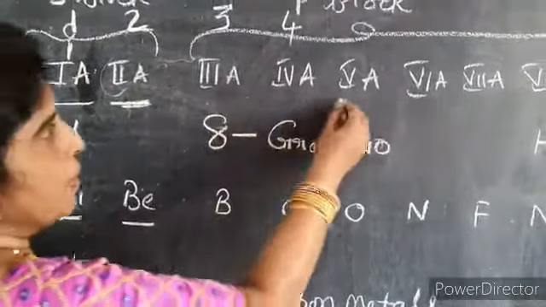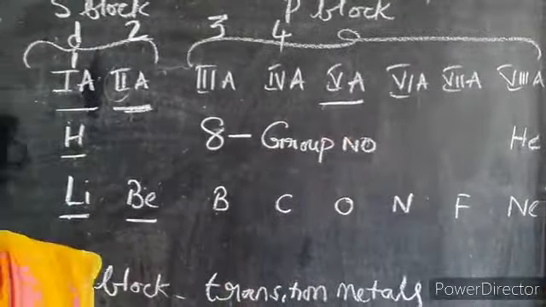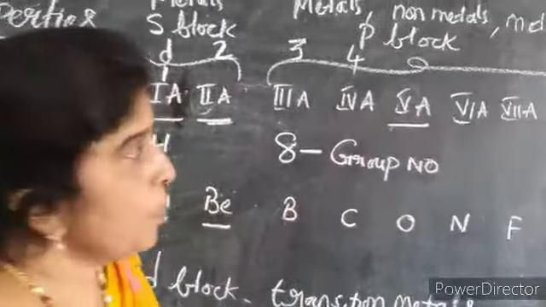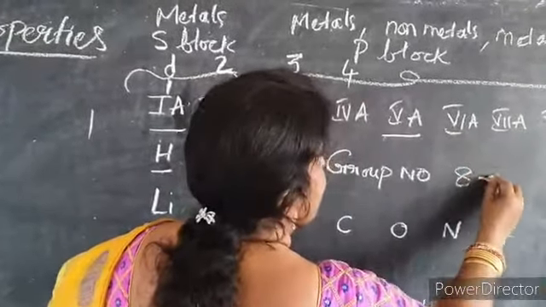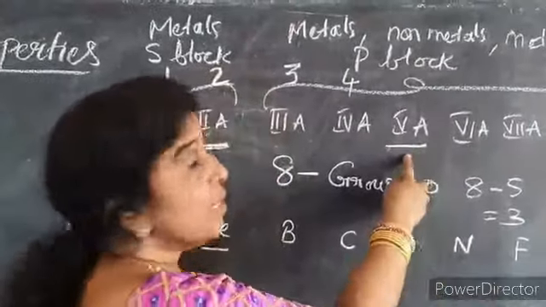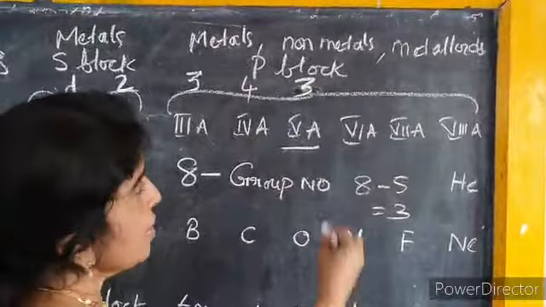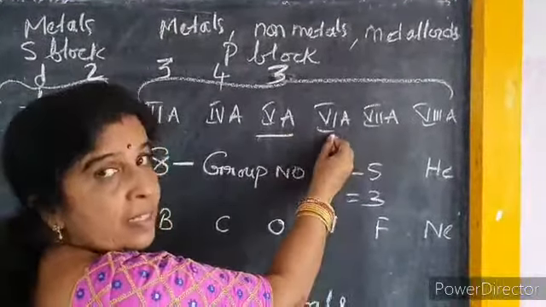Now for example, take 5th A group. What is the group number? 5. So how do we get the valency of this group? 8 minus 5. What is it? 3. Then what is the valency of 5th A group? It is 3.